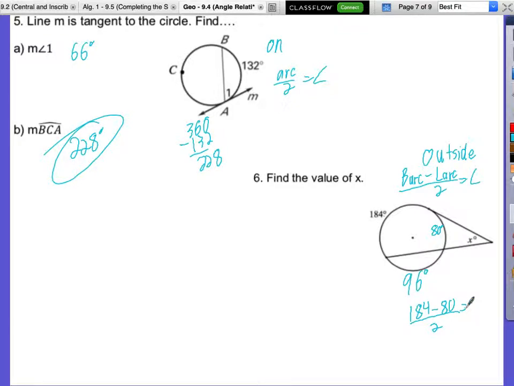Well, I think we should find. So, question on that part. Get ready, 360 minus 184 minus 96 to get that 80. Now we'll see what happens. Okay, so 104 divided by 2 gives us 52 degrees. 52 degrees, right?